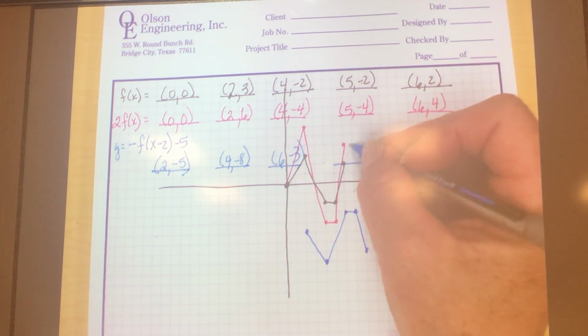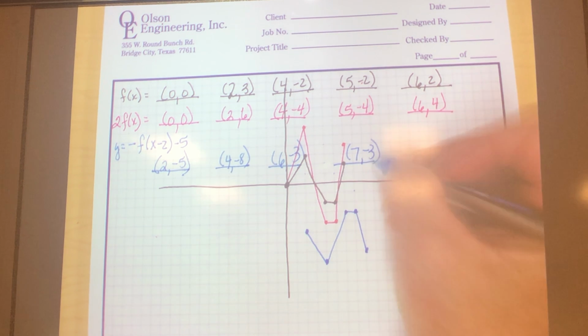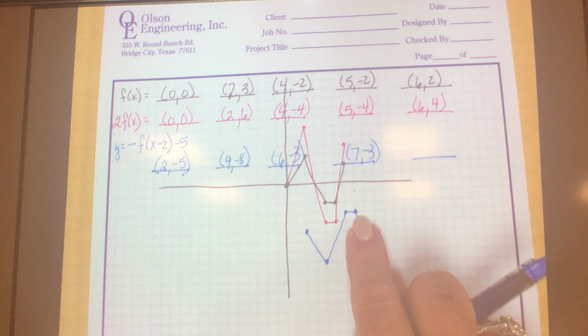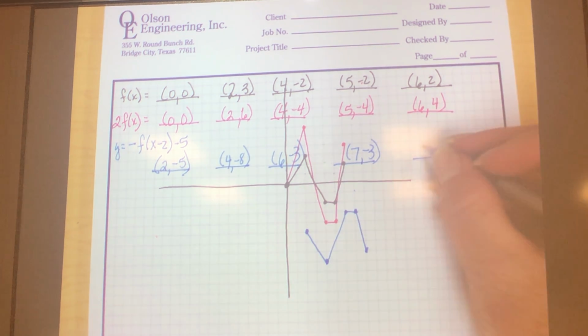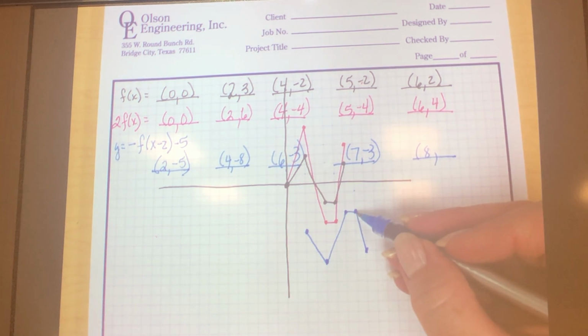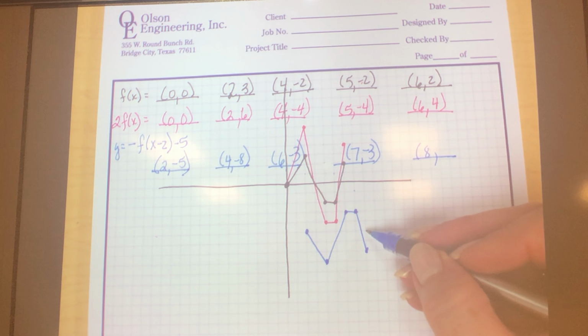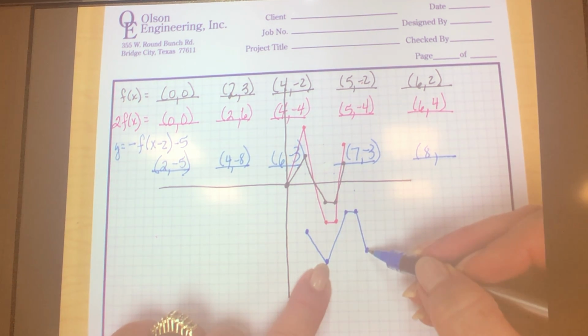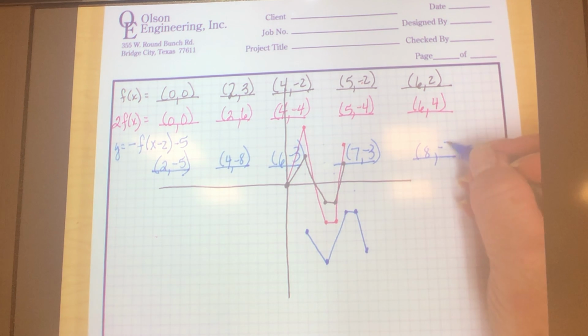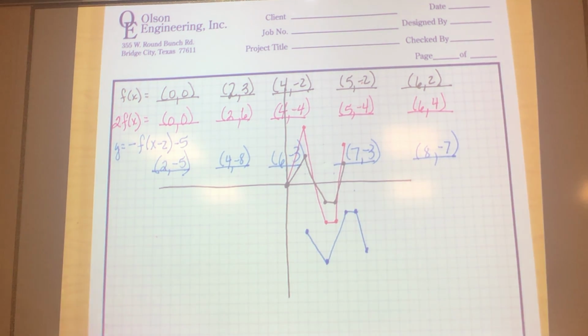And then 7, negative 3, because he's right beside him. He's just to the right one. Now this is right another one. So he's 8, negative 3. So this is negative 4, negative 5, negative 6, negative 7. That's negative 8. It's up 1. So negative 7. That looks good. Alright. Was that difficult? Okay.